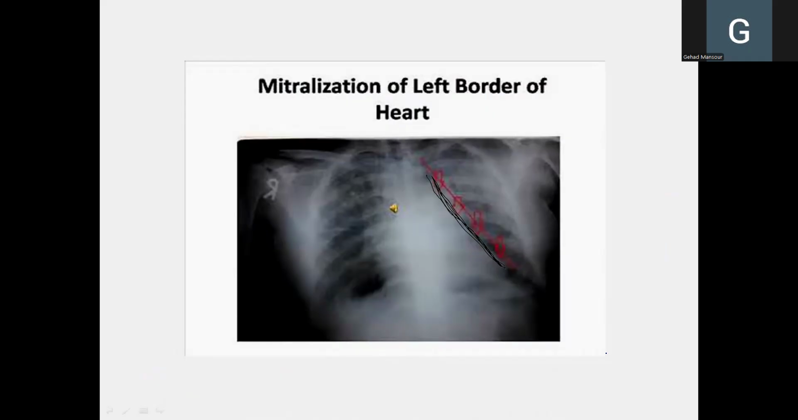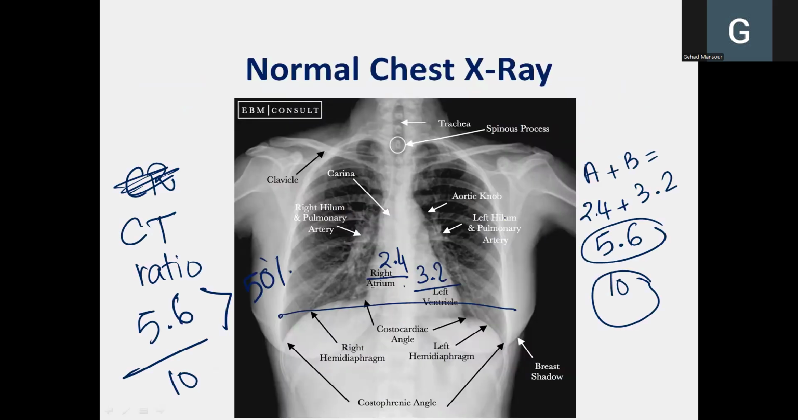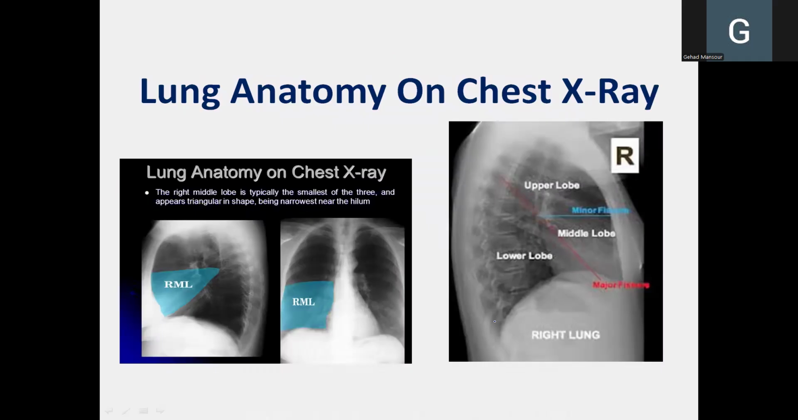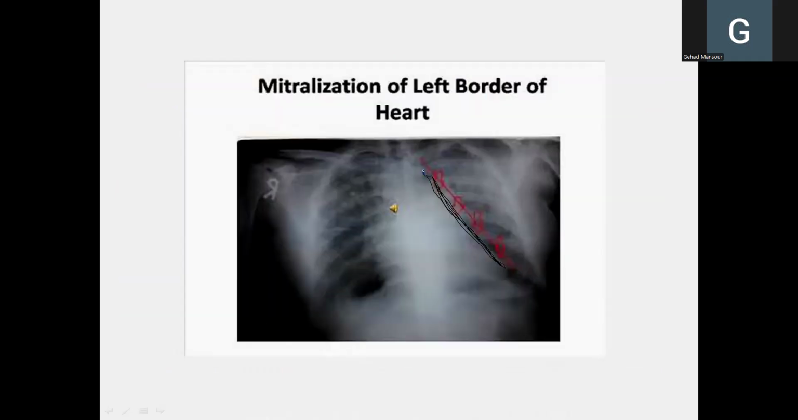I'm not sure whether we covered mitralization of the left border of the heart, but in a normal chest X-ray, you should have an inside notch here where the left atrium is present. If it is straight like this, if you have a straight line, we say that the left border of the heart is straightened, and this happens when the left atrium is enlarged.